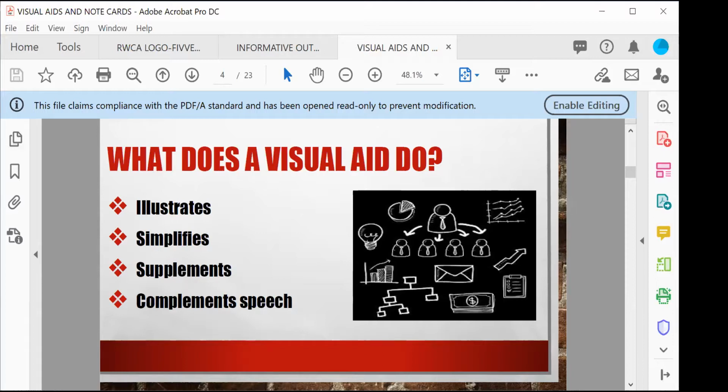Simplifies means to make it easier for me to understand. So perhaps if I start talking about a lot of different statistics, maybe I put a chart together that makes it easier for us to understand. This statistic goes here, this one there, and it's all part of the same pie, but this is what it does. Supplement, if you supplement something, it means to add.